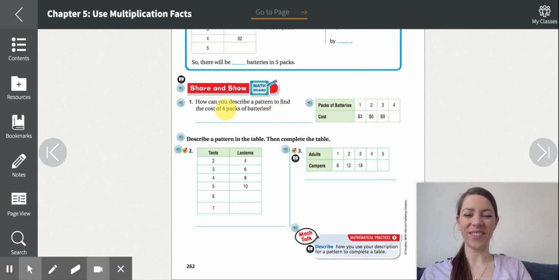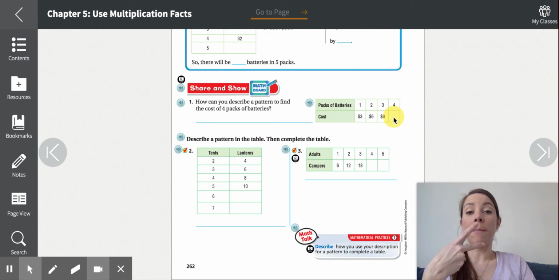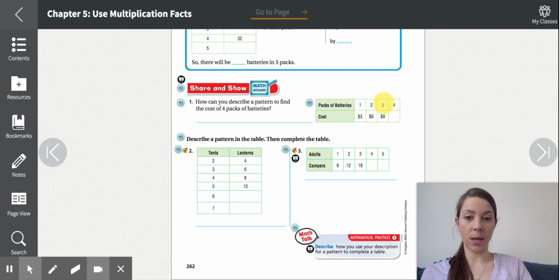It says number 1, how can you describe a pattern to find the cost of 4 packs of batteries? So they started your table here and they want you to find this missing part for the 4 packs of batteries, like the missing cost. And remember we learned that there's 2 different options of patterns here. You could either find a pattern going across, or you can find a pattern going down each time.